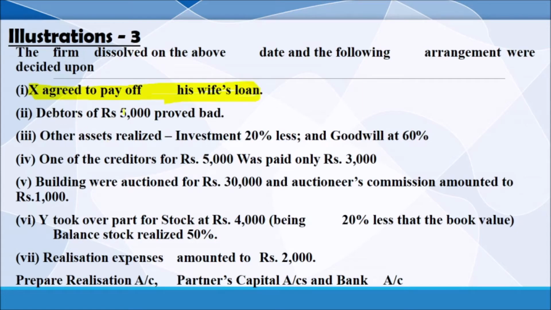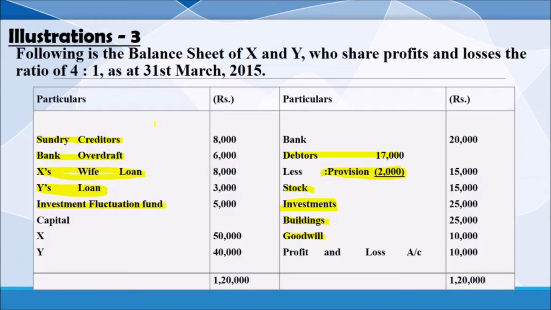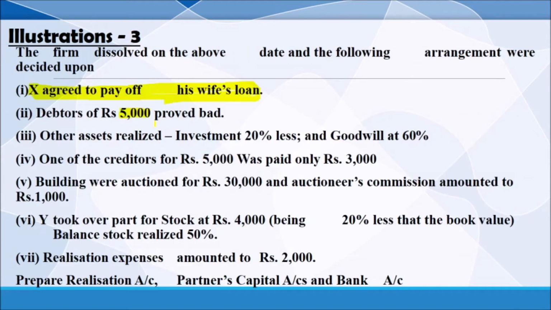Debtors 5,000 proved bad. That shows the realized value of debtors will be 12,000. How are we getting the 12,000? 17,000 minus 5,000, again it is proved bad debt. So we have to deduct it. That indicates deduction in the value of debtors. We can realize only the 12,000 out of 17,000 from debtors. Other assets realized: investment 20% less than its original value. Goodwill at 60%. Just take the 60% of the goodwill value, that is the realized price.